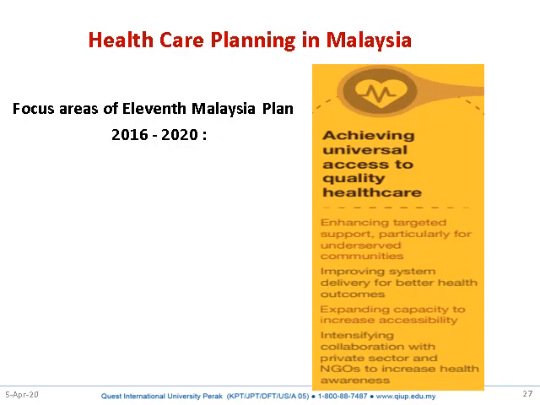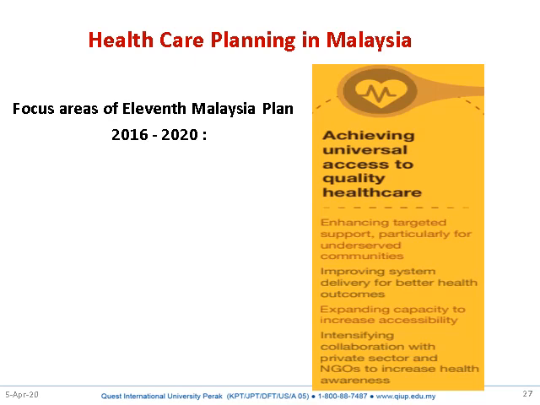Improving well-being. Okay, now we will see what the focus areas of the 11th Malaysia Plan are. Achieving universal access to quality healthcare. That's the main focus area. How is it done? Enhancing targeted support, particularly for underserved communities like the Orang Asli community. They are underserved. Then improving system delivery for better health outcomes, so improving the delivery of services for better health outcomes.